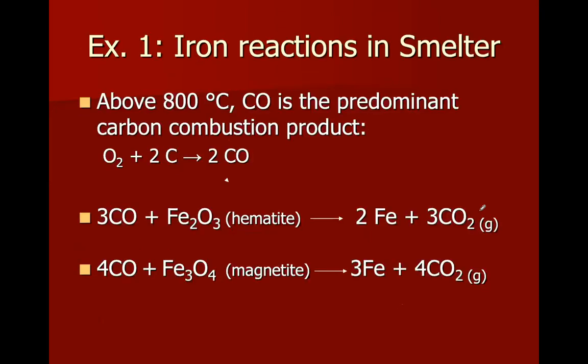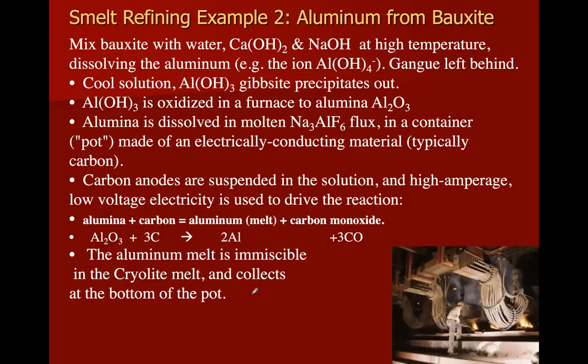These expensive methods are used. For example, one more reaction is here: the carbon monoxide forming reaction, with hematite and magnetite. These are the methods of smelting, and there are some reactions which take place in the smelting processes. Okay, right. Some more complicated methods are also used in smelting reactions.